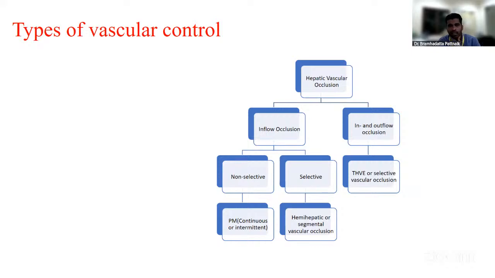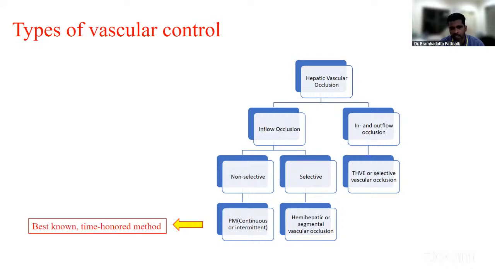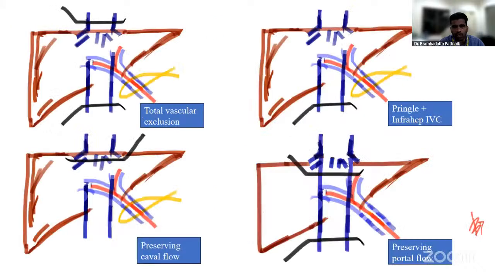In the subsequent slides, I'll try to explain it in a diagrammatic manner for the benefit of the residents. Out of all these methods, Pringle's maneuver, be it continuous or more specifically intermittent, is the most time-tested and best method as of now. Though this sentence itself is debatable, as of now, the highest number of papers in the hepatic literature come from the Pringle's maneuver. I'll briefly show what vascular occlusion means.